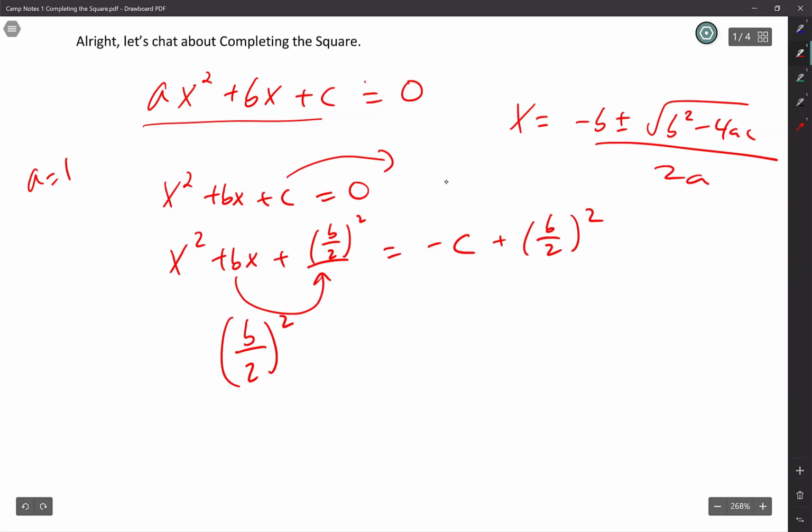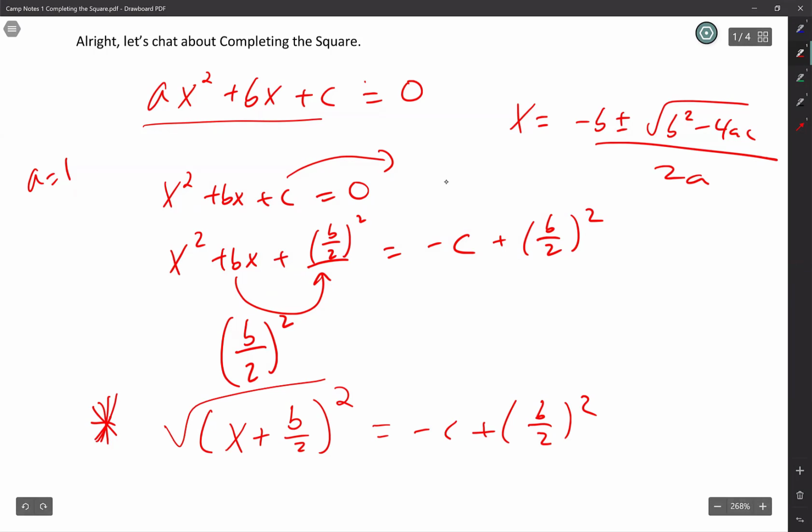Now, why is this powerful? It's powerful because this trinomial, which just means 3 terms, will turn into a binomial, x plus b over 2, with a square on the side. That's why it's so powerful, guys, because now, if I want to solve for x, all you have to do is take the square root of this expression and then move this term to the right once you square root the squared.